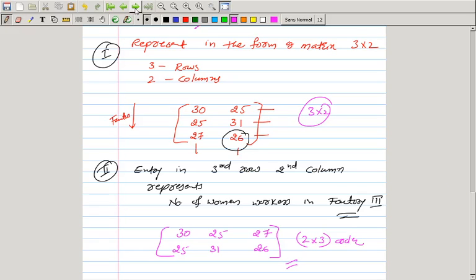Now let us go to the second example, right? So if a matrix has 8 elements, then what are the possible orders?